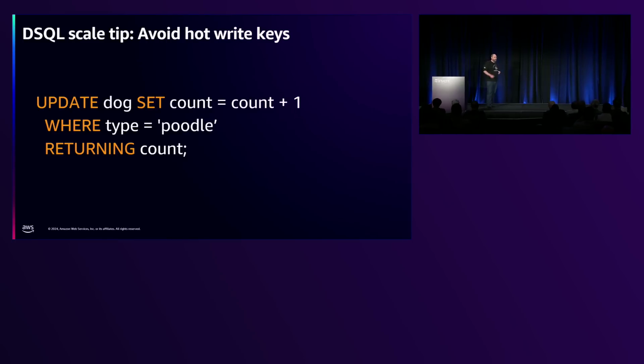And so here's an example of a SQL query or a SQL statement. This could be on its own as an auto commit, or it could be part of a larger transaction. And here what I'm doing is I'm saying, every time I see a poodle, I'm going to count up, right? And then I'm going to return that count. Very simple piece of SQL.